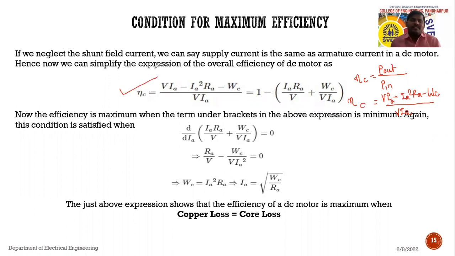If we neglect the shunt field winding current, instead of I we write IA, and then we get the commercial efficiency equal to VIA minus IA square RA minus WC, divided by V into IA. Now divide V into IA separately on each term. So this is efficiency C, which is V into IA divided by V into IA. What will it come to?